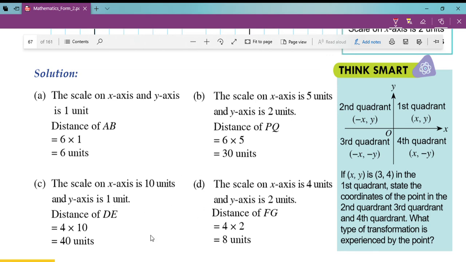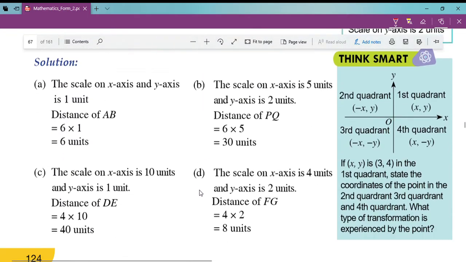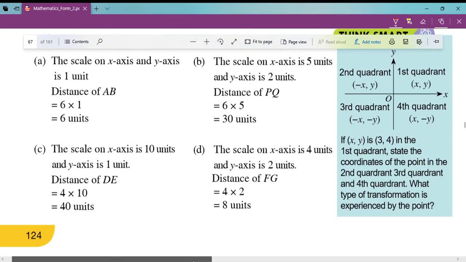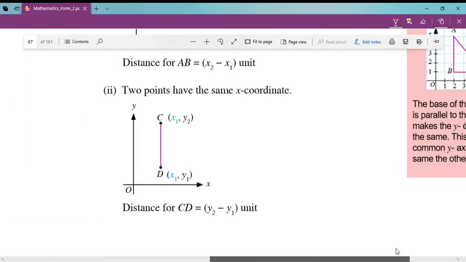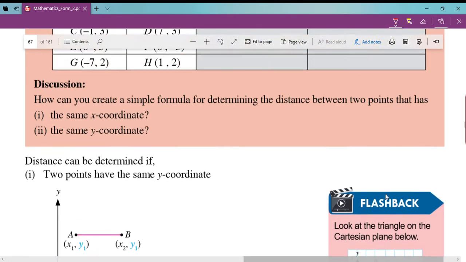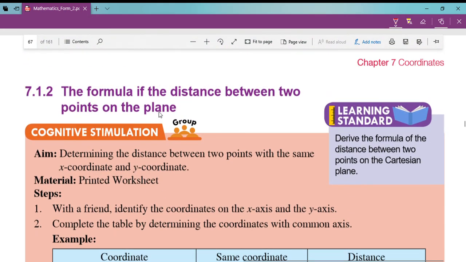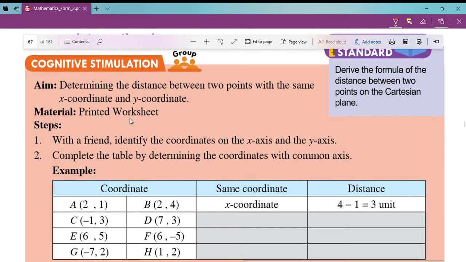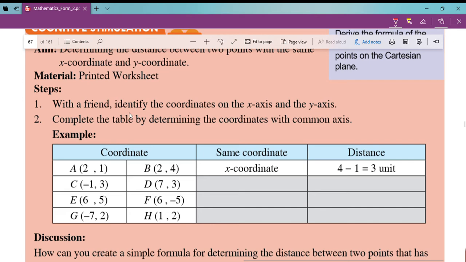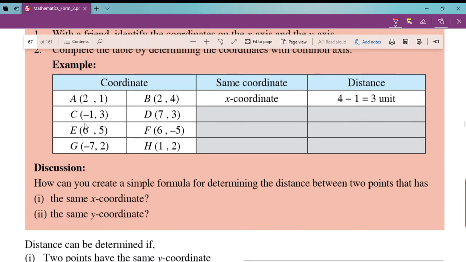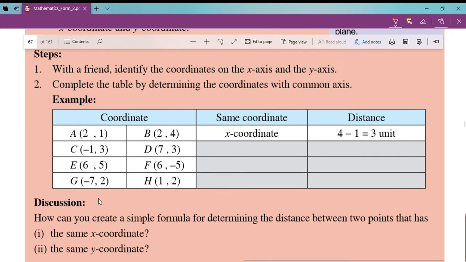That's not that good, because next time you're going to use coordinates, not depend on a graph. So it doesn't matter. We continue with the second part, where we're going to learn about comparing. The next one, the formula is the distance between 2 points on the plane. What is meant by on the plane is on the same x coordinate or on the same y coordinate. The question actually asks you to work with a friend to identify the coordinates, but during MCO you have to do it by yourself. So you got 4 questions here.